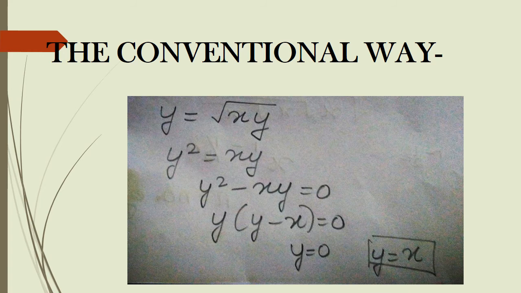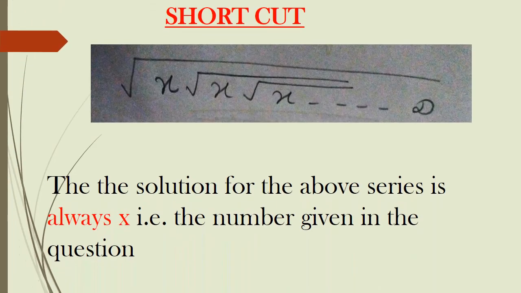So let's try the shortcut for this. The shortcut method is that the solution for such kind of series, when x is being multiplied till infinity, under root x into under root x into under root x till infinity, we always get the final answer as x. So for example, if you need to find the solution for under root 5 into under root 5 into under root 5 till infinity, your answer will be 5.